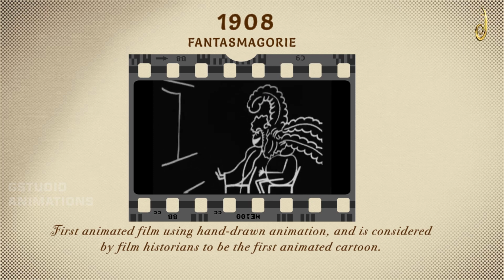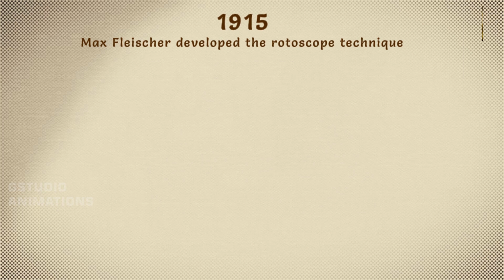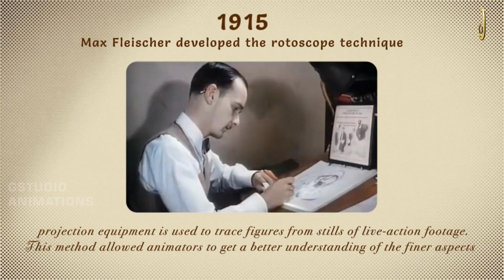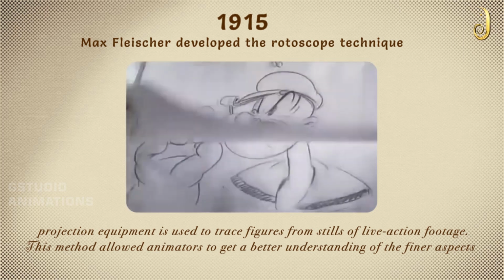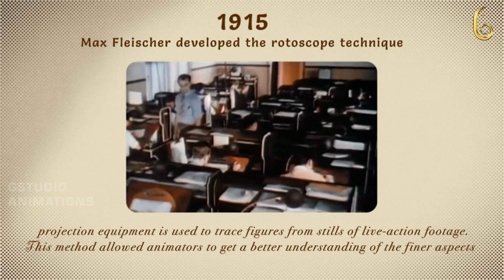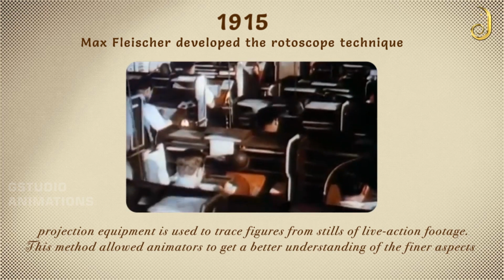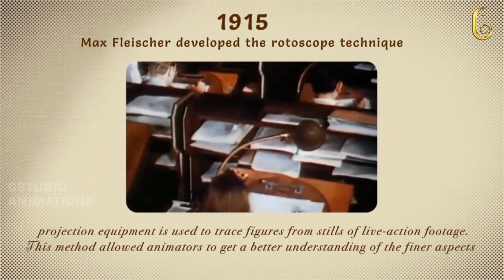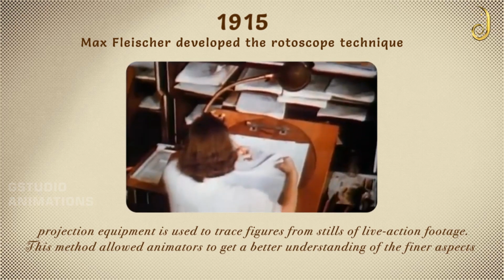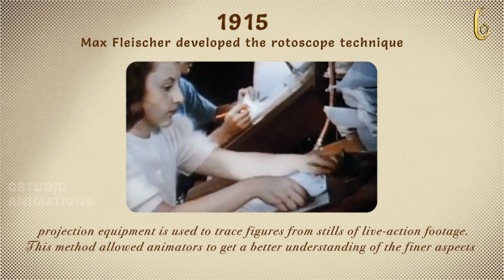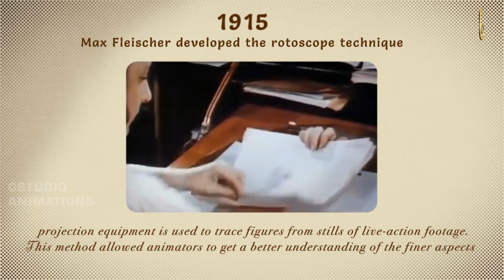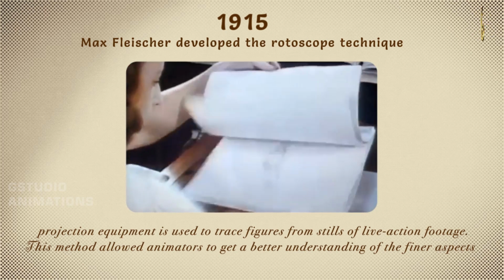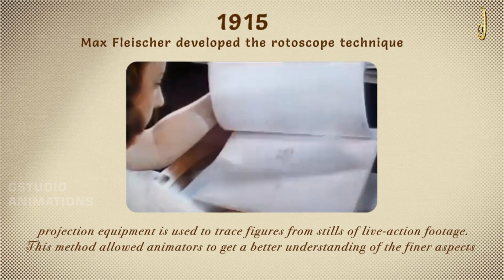animated cartoon. In 1915, Max Fleischer developed the rotoscope technique, where projection equipment is used to trace figures from stills of live-action footage. This method allowed animators to get a better understanding of the finer aspects of a moving form to create realistic, fluid motion in animated pieces. Fleischer's patent on rotoscoping expired in 1934, allowing other animators to swoop in and freely use the technique.